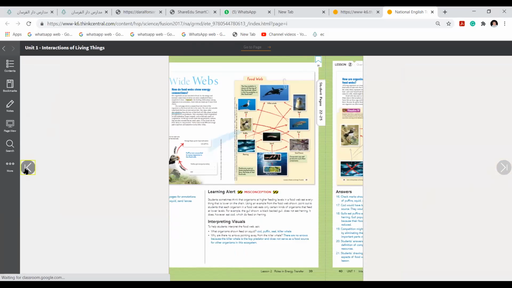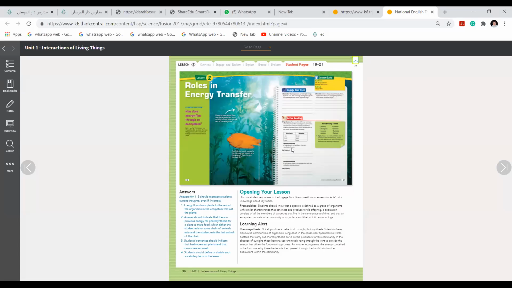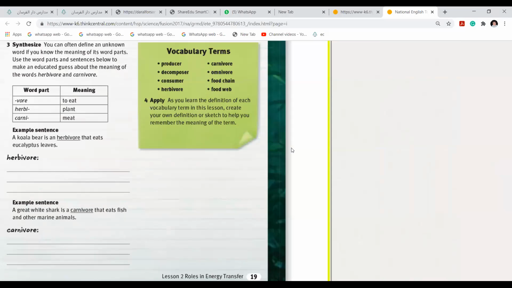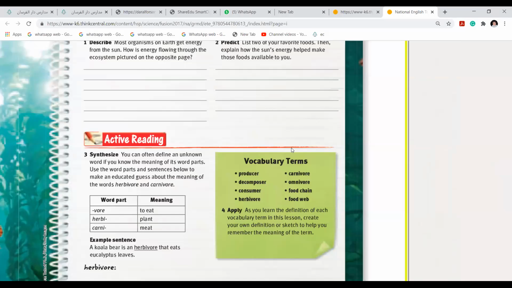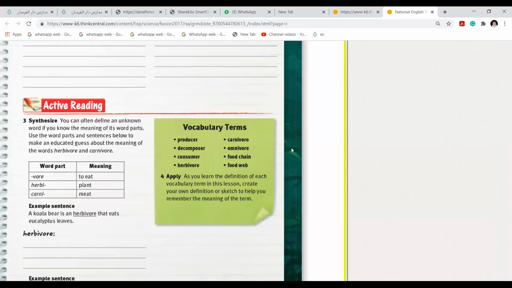That's it for this lesson. Please note down the vocabulary terms again of the second lesson. Write the lesson name there: roles in energy transfer, and write down producers. Draw a simple leaf there so that you know that it's a plant. Decomposer: write an example there, mushroom. Consumer: we are consumers. Then we have herbivore, carnivore, omnivore.